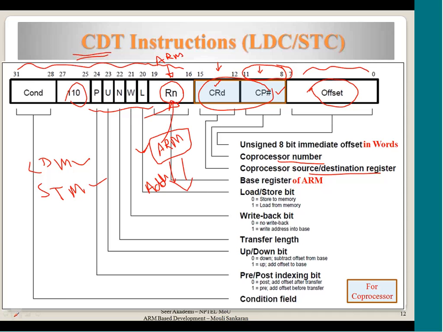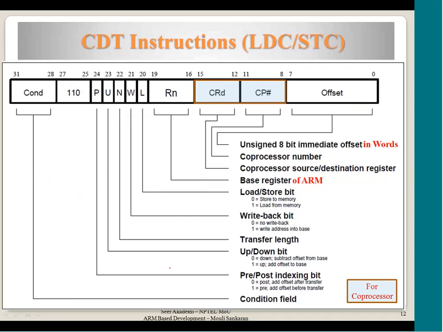Are you able to understand? The only thing is, because of the size restriction, only an 8-bit immediate offset is given, but it is given in words. That means whatever offset is given will be shifted by 2 bits so that it becomes a byte address. And then the source and destination register is a coprocessor register.